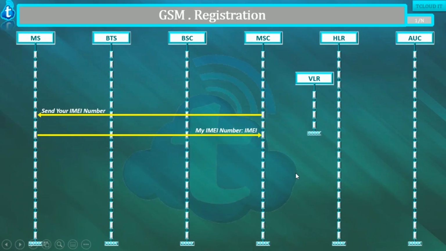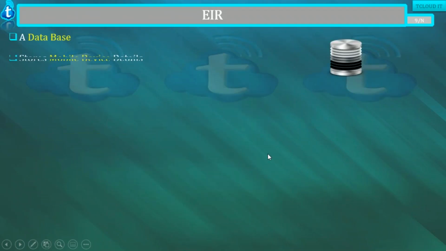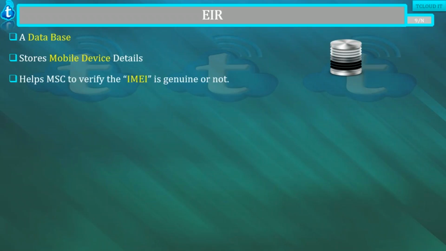So MSC will go to another component called the EIR, the Equipment Identity Register. It asks this EIR, hey, tell me whether this IMEI number is genuine or not. The EIR comes back and explains, yes, this IMEI number is genuine. It is in the whitelist. What is the meaning of whitelist? So what is this EIR? EIR is a database which stores mobile device related details like IMEI numbers in three important tables called whitelist, graylist, and blacklist.